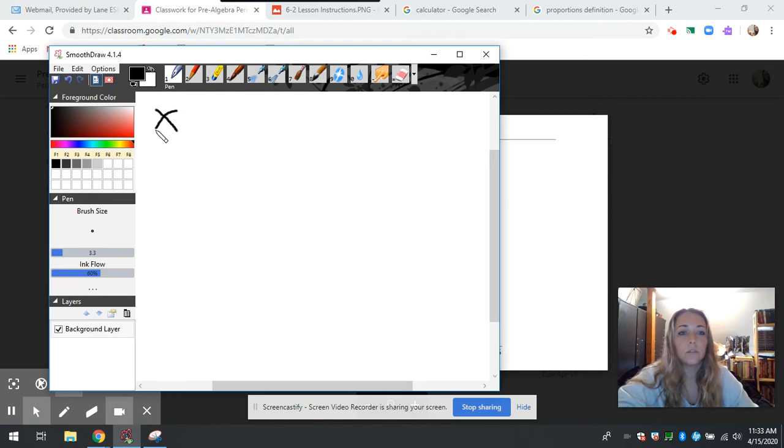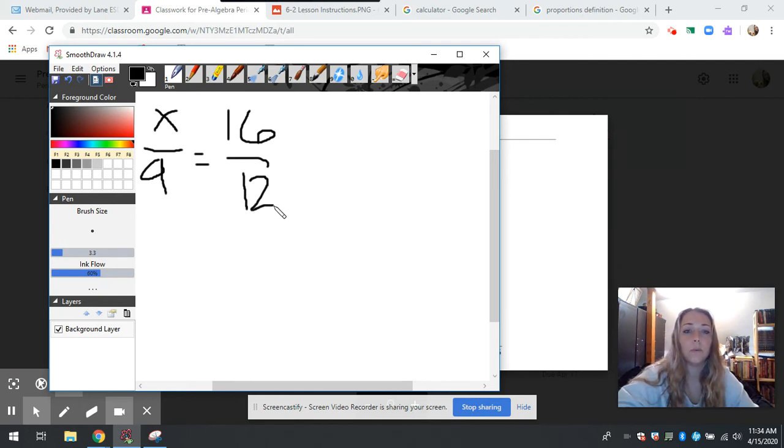X over 9 equals 16 over 12. Quick reminder, you don't need Smooth Draw. You could just be copying this down on a piece of paper with a pencil. Okay, so we need to cross multiply. We do 12 times x. We get 12x, which equals 9 times 16.